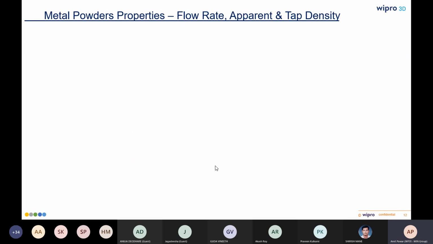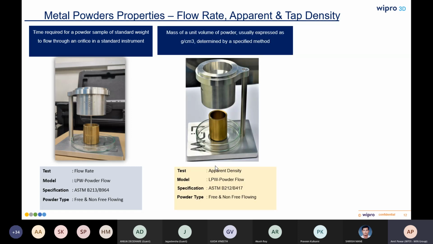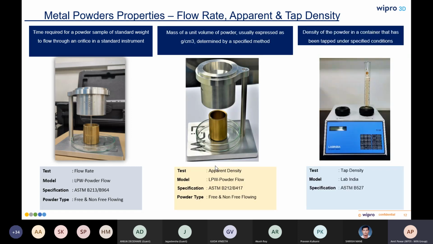Other than PSD, morphology, and chemical composition, there are three more tests which we call flow rate, apparent density, and tap density. These are simple tests, which can be done with standard equipment. I'm not going into the details of how these tests are done, so that we can save some time and go ahead with the next presentation.